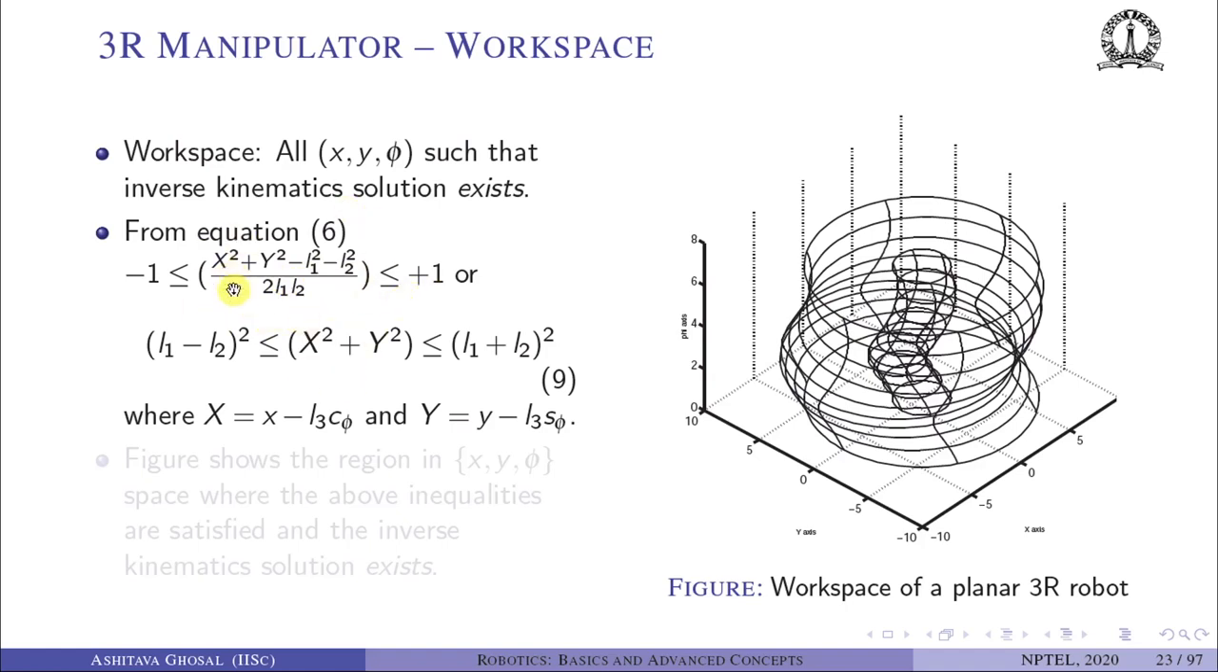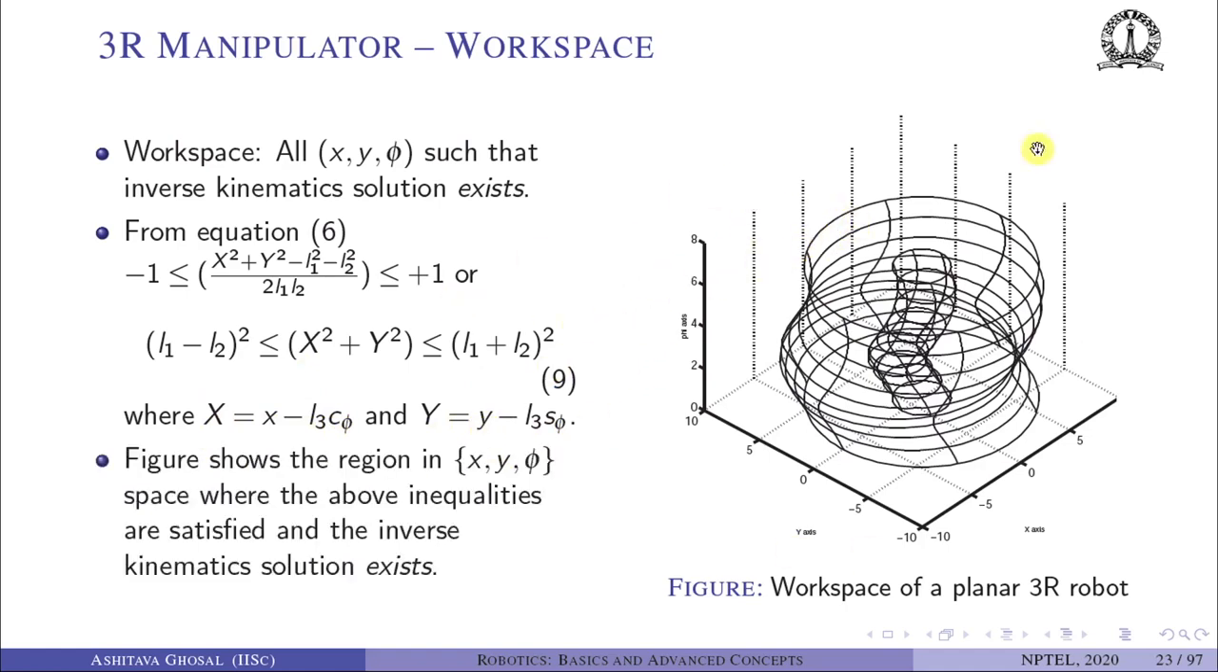We can now simplify this and write it as capital X squared plus capital Y squared should be greater than (L1 minus L2) whole squared and less than (L1 plus L2) whole squared. And finally, we can substitute back capital X as x minus L3 cos phi and capital Y as y minus L3 sin phi. The figure on the right hand side shows a plot of small x, small y and angle phi.